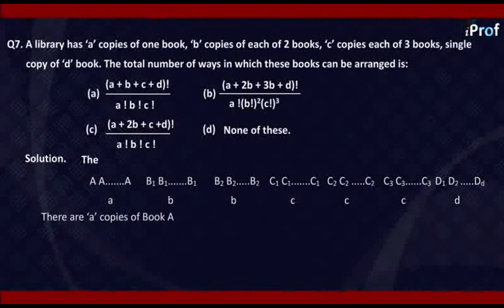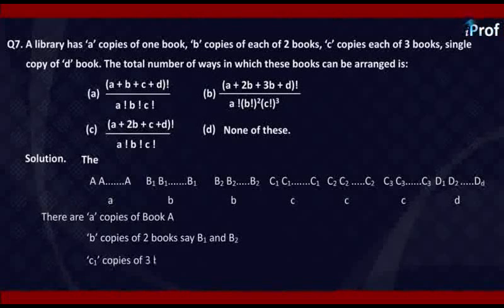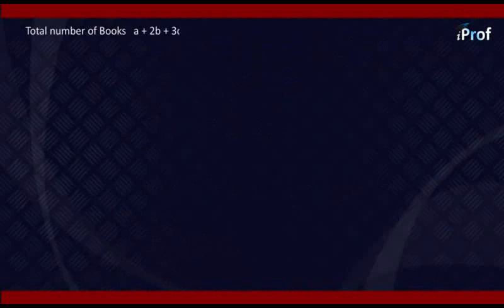Therefore, we have B copies of two books, say B1 and B2, C copies of three books, say C1, C2, C3, and D books which are different. The total number of books therefore becomes A plus 2B plus 3C plus D.